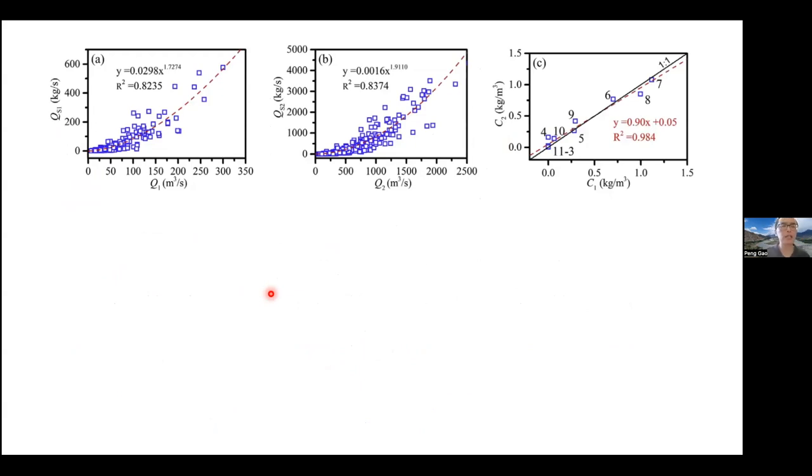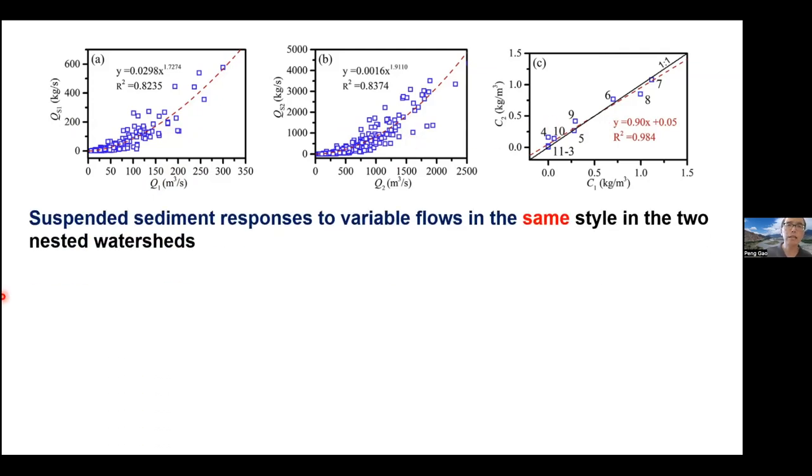Next, let's look at the sediment processes. This diagram shows you the suspended sediment load against the discharge, which we commonly call the sediment rating curve. This is for the small watershed. This is for the larger watershed. This is the comparison of both watersheds. So what you can see from here is that the two watersheds actually have very similar sediment rating curves.